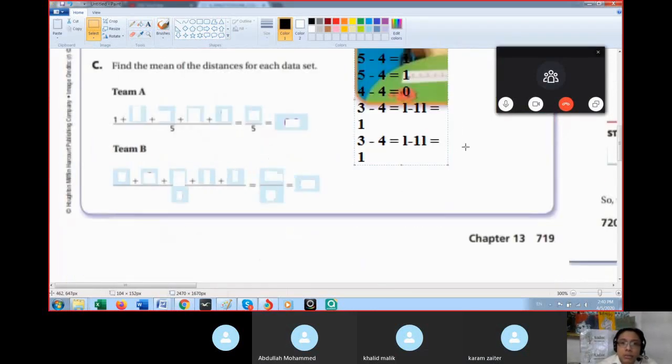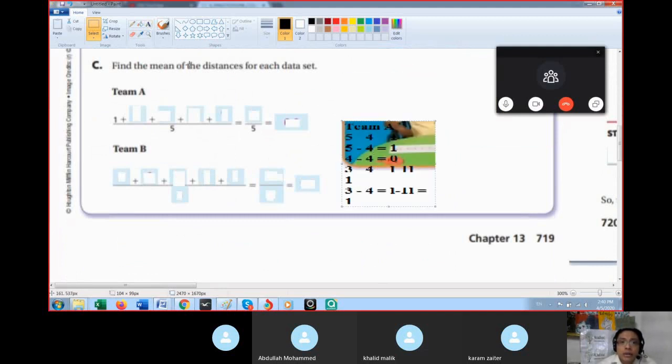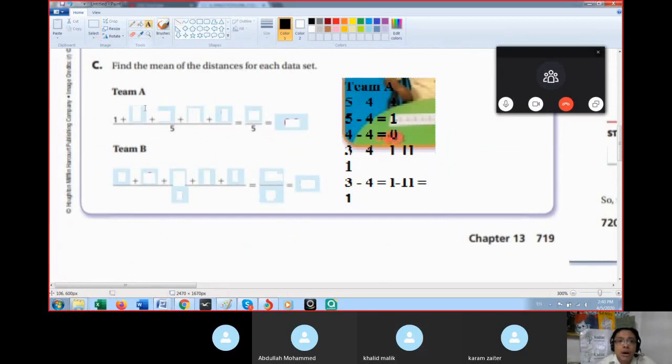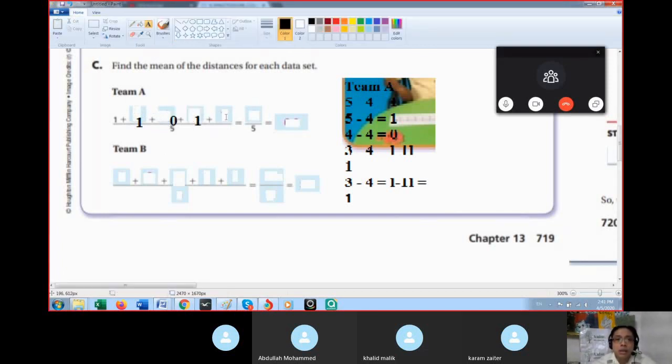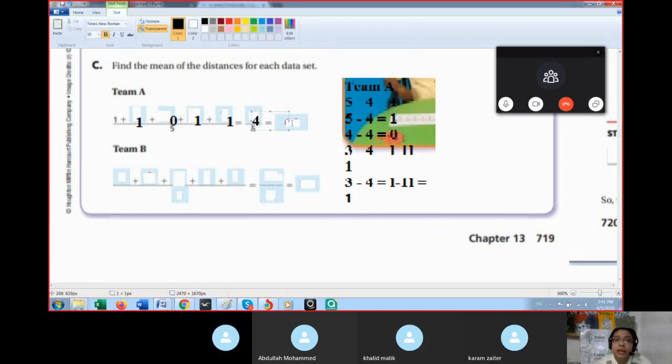Look here, here is the board. So we have here one. We have here also one. We have here zero. We have here one. And we have here one. Now let us add. One plus one plus zero plus one plus one is equal to four. And then we're going to divide. You will get 0.8.